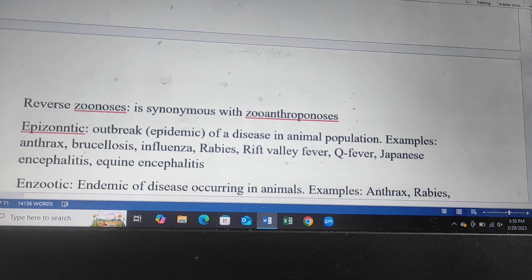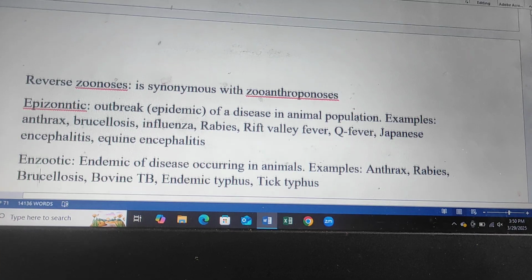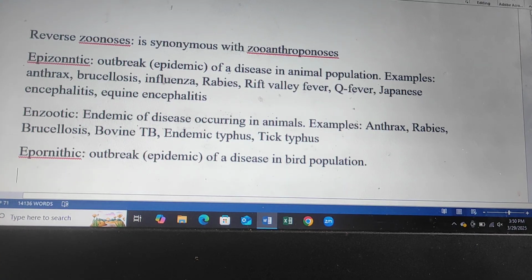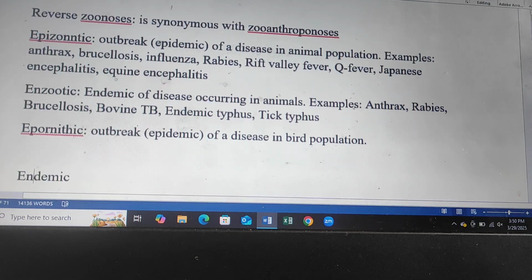Related terminology: reverse zoonosis is a synonym of zooanthroponosis. Epizootic outbreak: an epidemic of disease in an animal population. Examples: anthrax, brucellosis, influenza, rabies, Rift Valley fever, Q fever, Japanese encephalitis, equine encephalitis. Enzootic: endemic disease occurring in animals. Examples: anthrax, rabies, brucellosis, bovine TB, endemic typhus, tick typhus. Epornithic outbreak: an epidemic of a disease in a bird population.